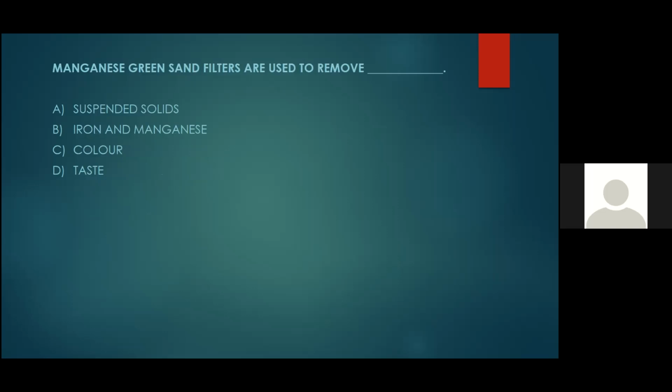And if you're listening to what I just said, you'll get this question pretty quick. Manganese green sand filters are used to remove which of these things? Manganese green sand filter. Yeah, it's an easier one. Iron and manganese.